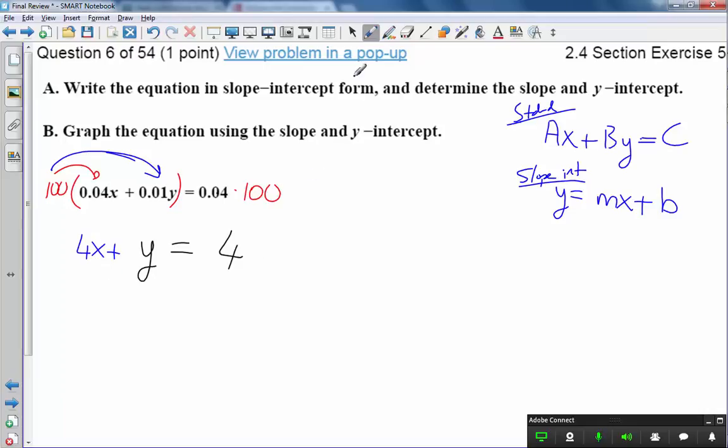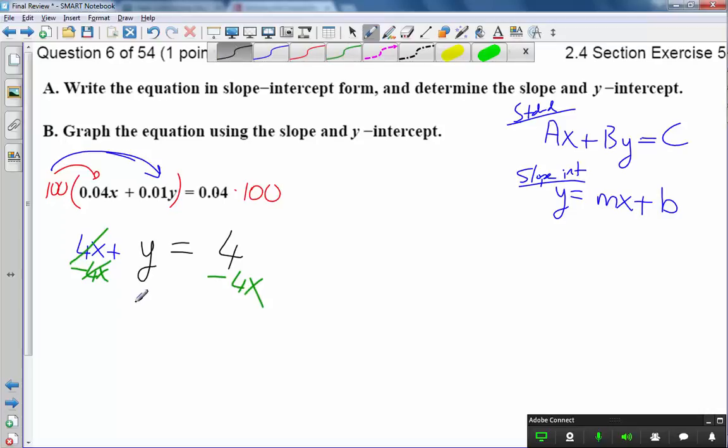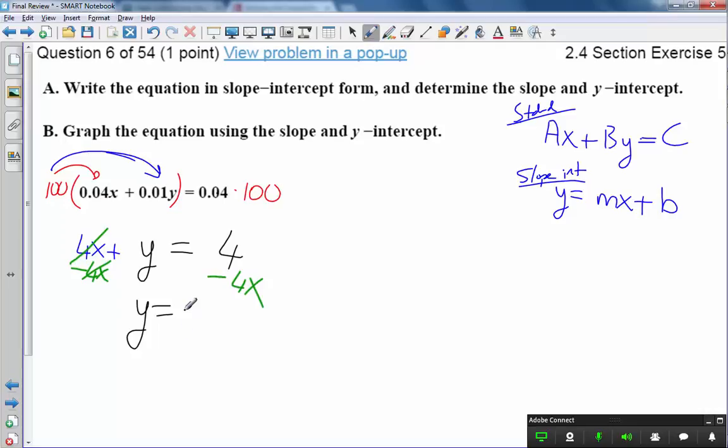The only thing you need to do is subtract 4x. Y is, alright, I like x's before numbers, so I will first put minus 4x, and this is positive 4. So it's minus 4x plus 4. All done.